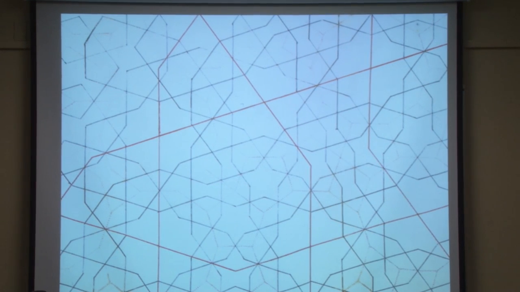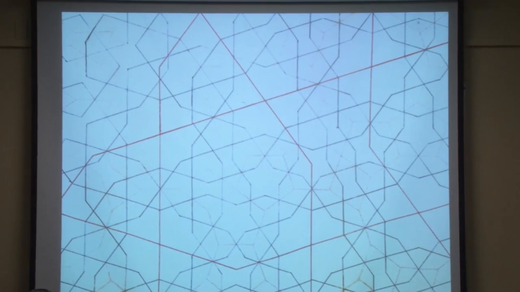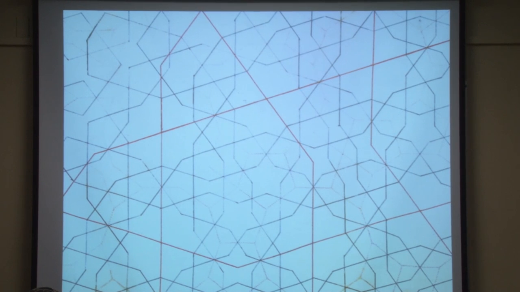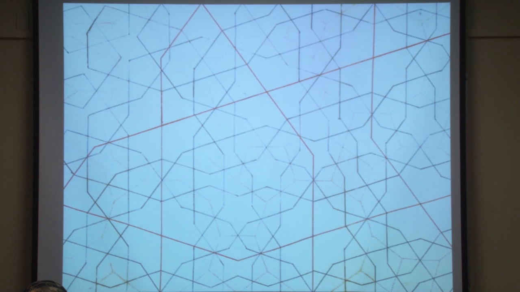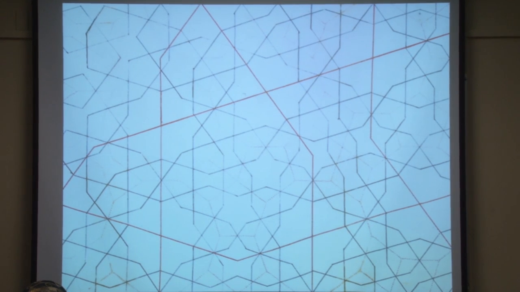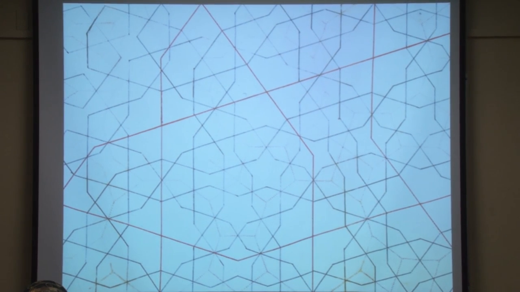But again, let me emphasize, as a computer scientist trying to create new Islamic star patterns, it's not crucial to me that this is a historical technique. There are people who are very interested to know if this is what was done 500 years ago. I'm interested in knowing, can I create things that are recognizably Islamic star patterns? Because I want to innovate, create new ideas that are within that space, within that aesthetic.